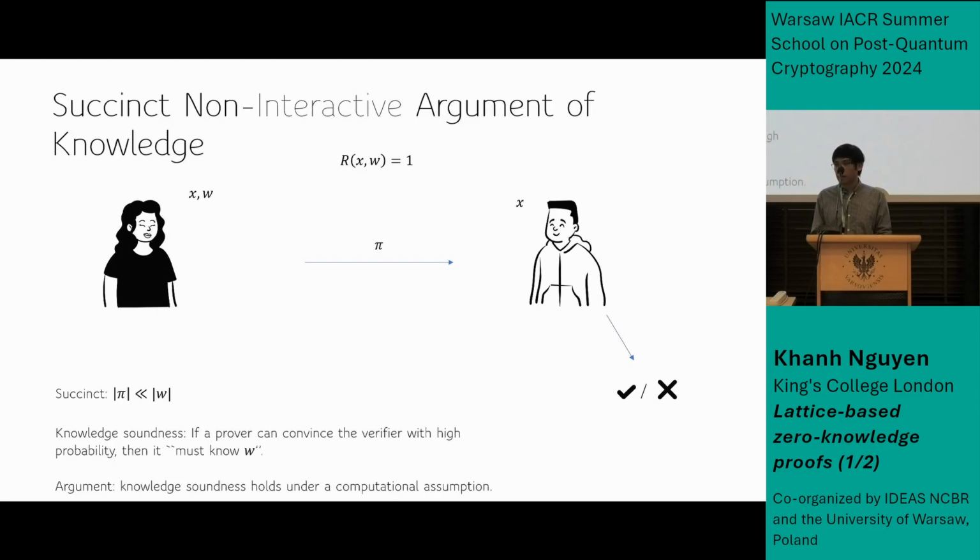And then completeness, okay? And the last part is argument of knowledge. Let's start with proof of knowledge. We say that a non-interactive proof satisfies proof of knowledge if it satisfies a property called knowledge soundness. Knowledge soundness says that if a prover can convince the verifier with high probability, then it essentially must know the witness. In other words, if a cheating prover doesn't know the witness but somehow wants to cheat, then at the end of the day, it can't convince the verifier with high probability. And then we say argument when knowledge soundness holds under a computational assumption. So in the end, all these combined give you a SNARK.